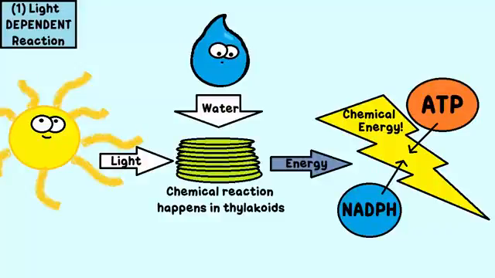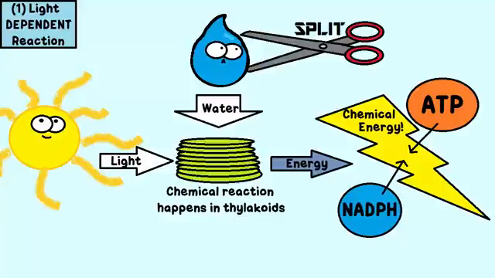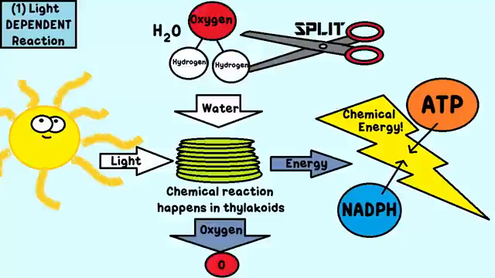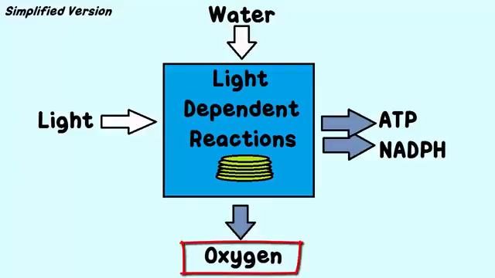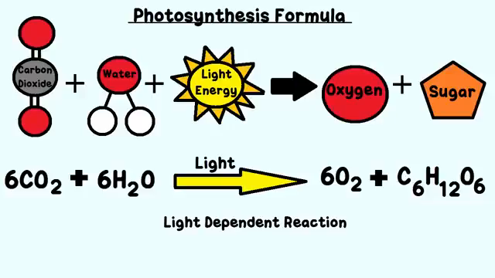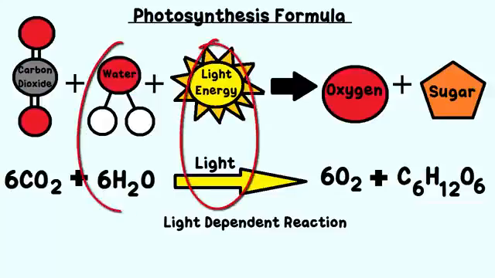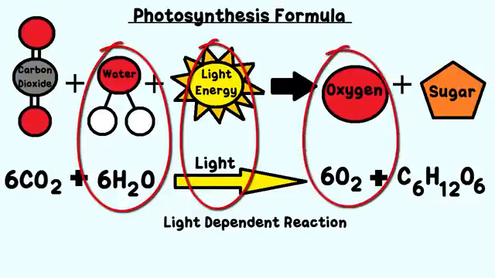During the light-dependent reaction, water, which is needed for this process to work, is split. That means if you think of the chemical formula for water, it's H2O, it is split so that you get electrons, protons, and oxygen. So oxygen is also a product of this reaction. So let's take a look at our formula to see what just happened. The light and the water on the reactant side were used in the light-dependent reaction, and the oxygen that was produced was also from this light-dependent reaction.